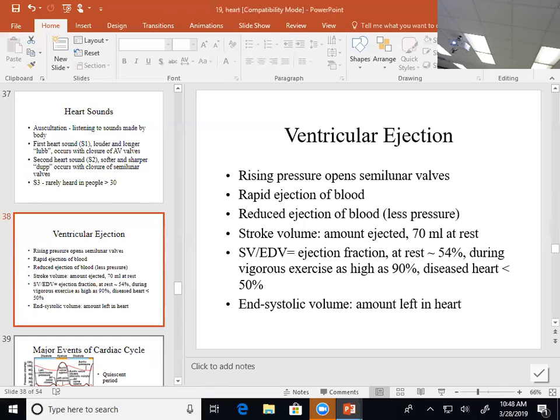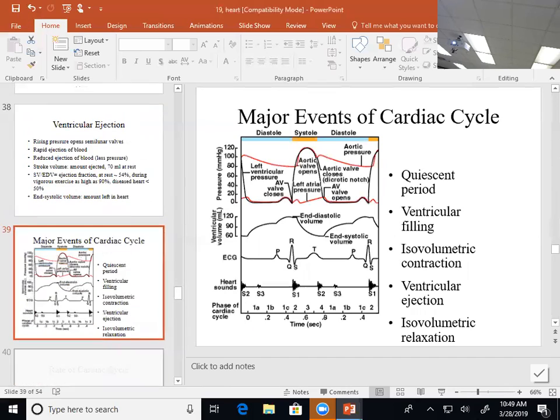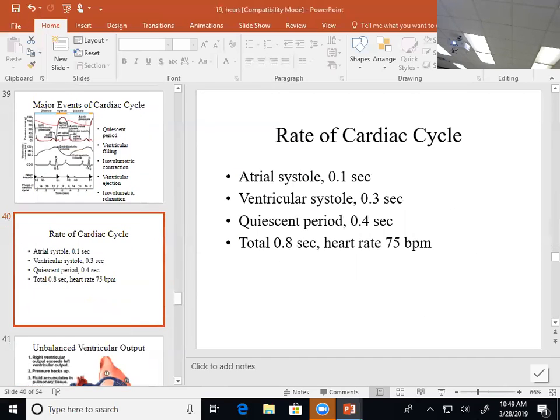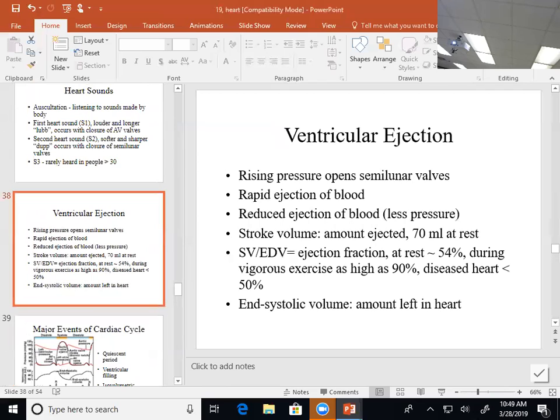All right, so now I want to talk to you about something called cardiac output. What do you think cardiac output is related to? Blood. Yeah, it's telling you how much blood is being pumped by the heart. Let me tell you how it's determined. It's determined by stroke volume, which is really ejection fraction, times your heart rate.